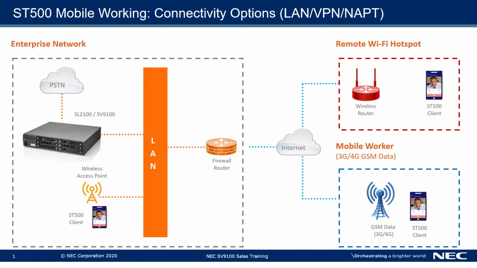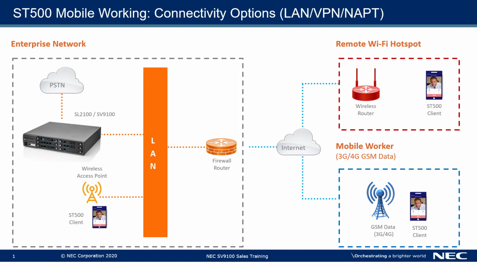The next option on the bottom right is where the user is out of the office and mobile. Here we see the ST500 client routing back via the internet to the SV9100. The user can make and receive calls, but this time they're using the mobile infrastructure to do this. This means that they're consuming mobile data on their device while they're traveling.